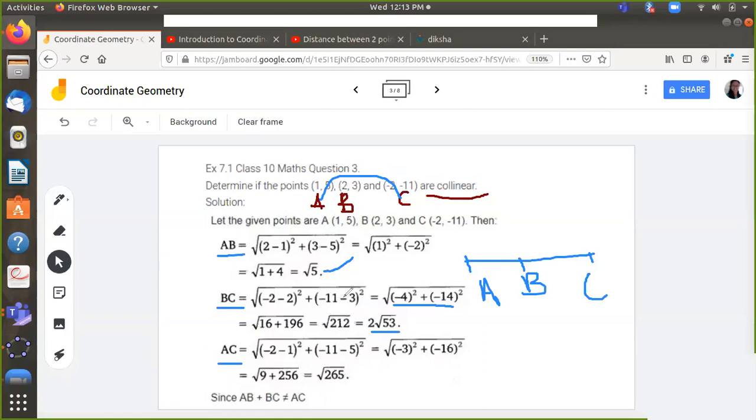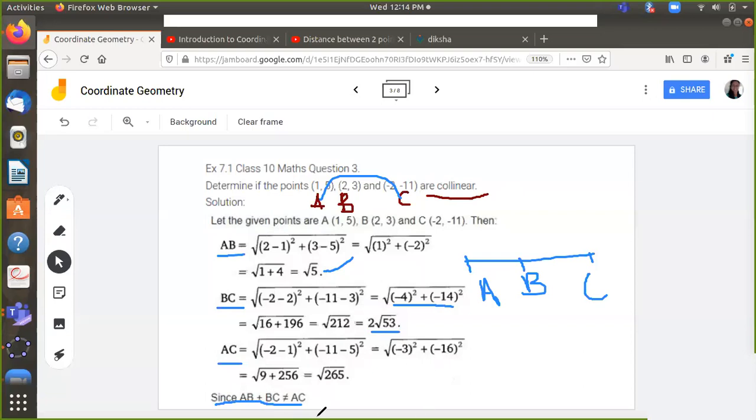Now what can you see? AB, BC and AC. When I add these two, do you think there is any chance of getting the square root of 265? No, not at all possible. This is just 2 root 53 and this is root 5. I can't further simplify this because both of them are irrationals. You can't further add them. You can only write it as root 5 plus 2 root 53. So I know my root 5 plus 2 root 53 can never be equal to square root of 265. And hence I am able to tell, since my AB plus BC is not equal to AC, A, B and C are not collinear to each other. Or they are three non-collinear points.